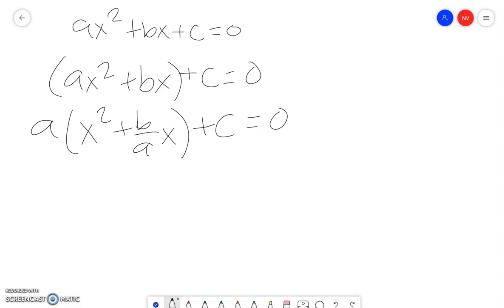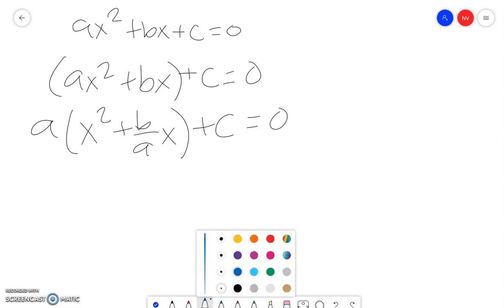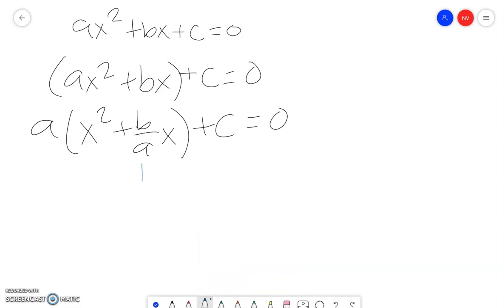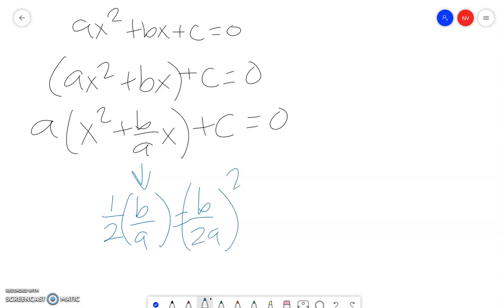What we're going to do is take the b over a, and what we can do with it is complete the square, so make it into a perfect square trinomial. So we're going to take that b over a, multiply it by 1/2, so take half of it, which is going to be b over 2a. And we can take that and square it, because we want it to be a perfect square so that we have the same two factors. So that's going to end up being b squared over 4a squared.